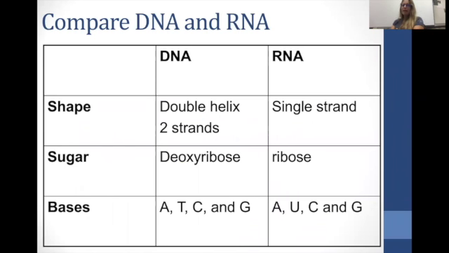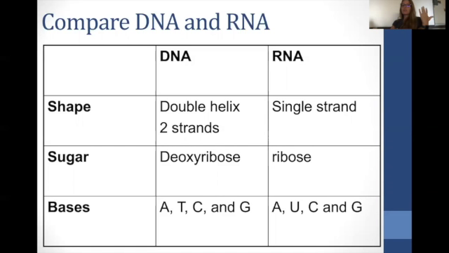So you could be asked to compare DNA and RNA. Note you need apples to apples. On your last test, some of you guys missed points because when you were comparing anaerobic and aerobic, you didn't have an equal statement for both. So if I say shape, I need a statement for RNA and a statement for DNA.